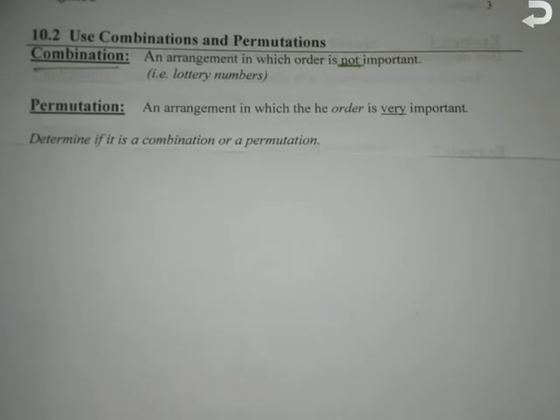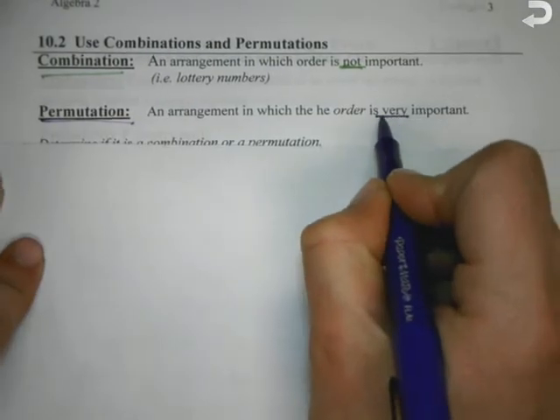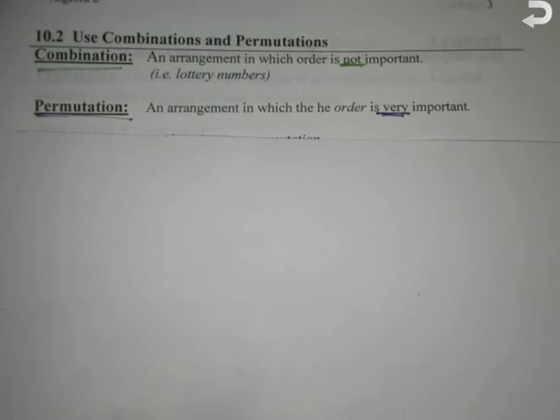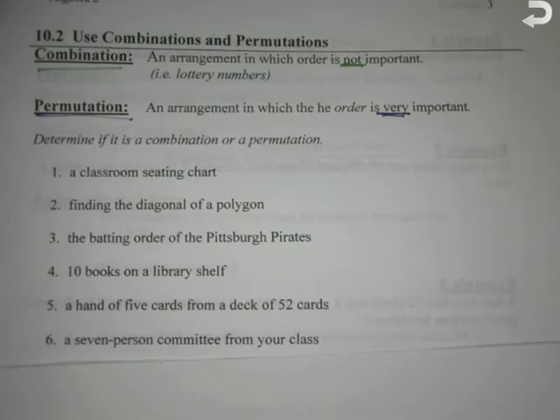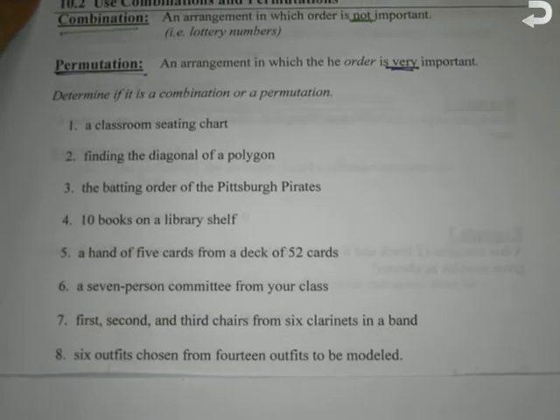Permutations are a little bit different. A permutation is an arrangement in which the order is important. So order does matter. So, for example, if you are handing out prizes for first, second, and third place, the order does matter, right? It makes a difference if you get first place than if you get third place. So what we're going to do for the first 8 problems is just determine if it's a combination or a permutation. That's all we want to do.